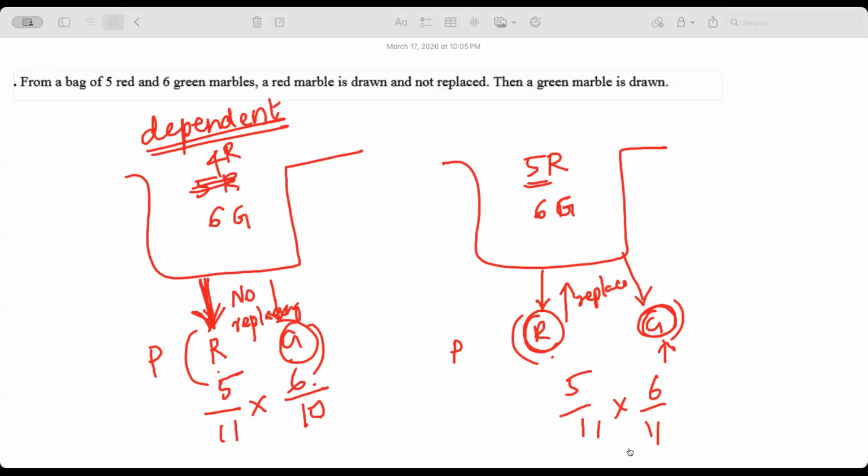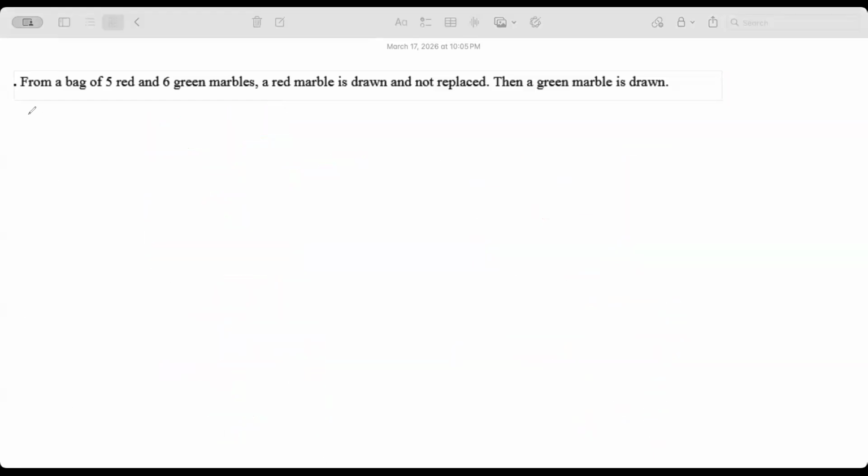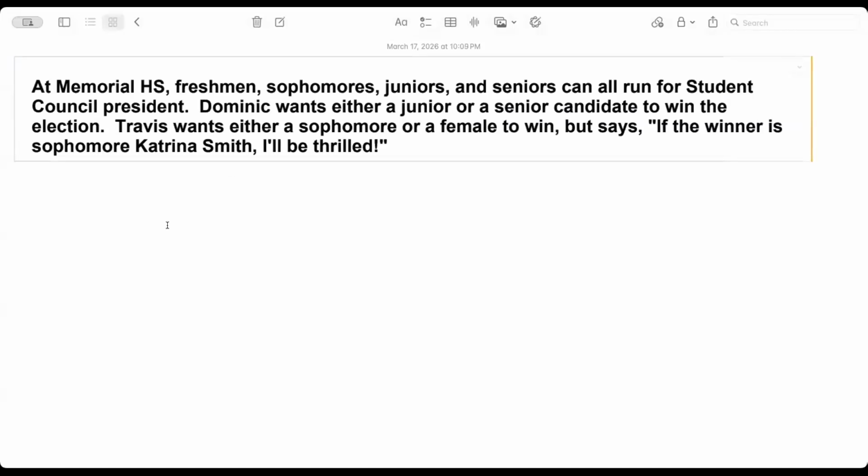Let's consider the scenario. I just want you to understand what is mutually exclusive and what is not mutually exclusive. At Memorial School, sophomores, juniors, seniors can all run for student council president. Dominic wants either a junior or a senior candidate to win the election. Travis wants either a sophomore or female to win. But says if the winner is sophomore Katharina Smith, I am thrilled. He wants either a sophomore or a female.